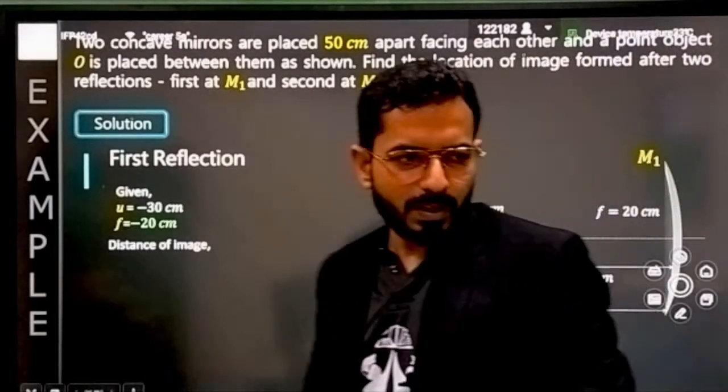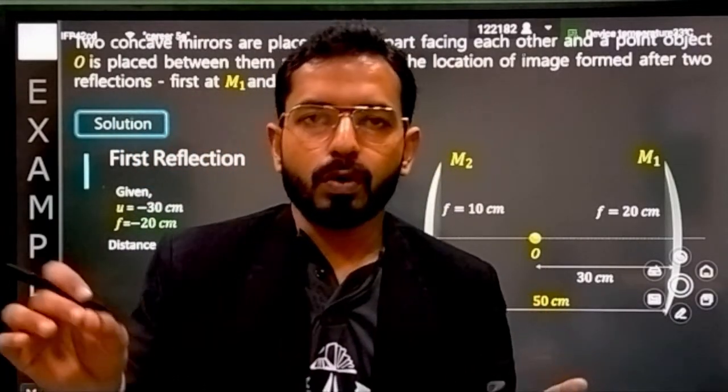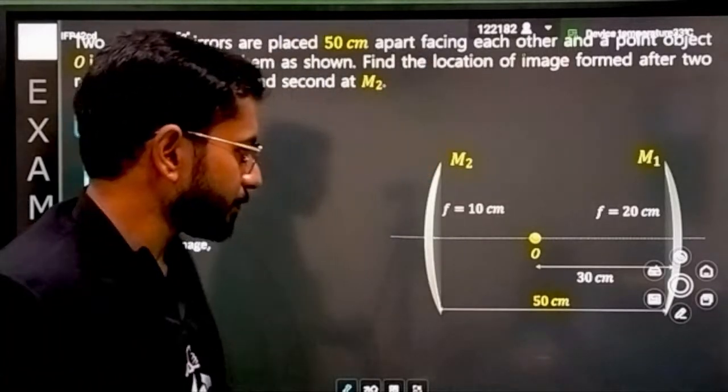Don't get horrified by these questions. They are very easy. Just solve one mirror at a time and locate the image position also. That is the more important thing. Locate the image position.